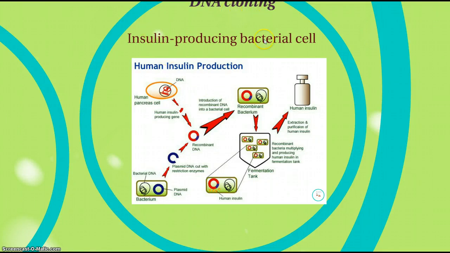DNA cloning or gene cloning, this is how bacterial cells can be used to make insulin, human insulin for people who are diabetic. And this, by the way, the whole process that's going on right here, is genetic engineering. And then at the very end of it, the newly recombinant DNA is inserted into a bacterial cell, and then it will clone itself.